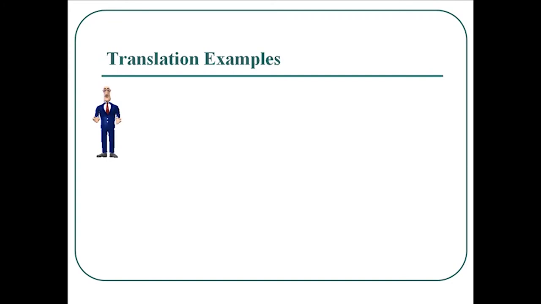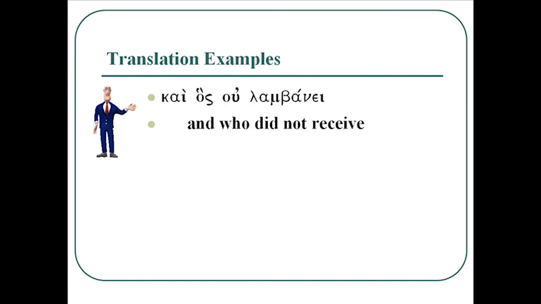A couple examples to show how the relative pronoun is used. Kai hos u lambane. And who did not receive. The lambane tells you it's a third singular present active indicative, which then is matched by the hos, which gives you the who as the subject or the nominative form. So it's who did not receive.